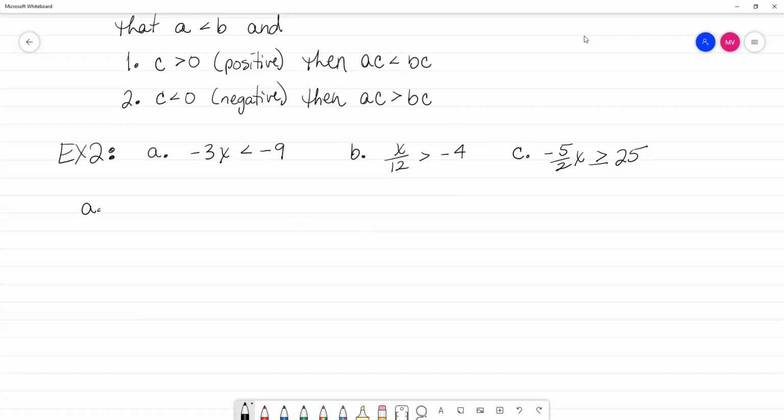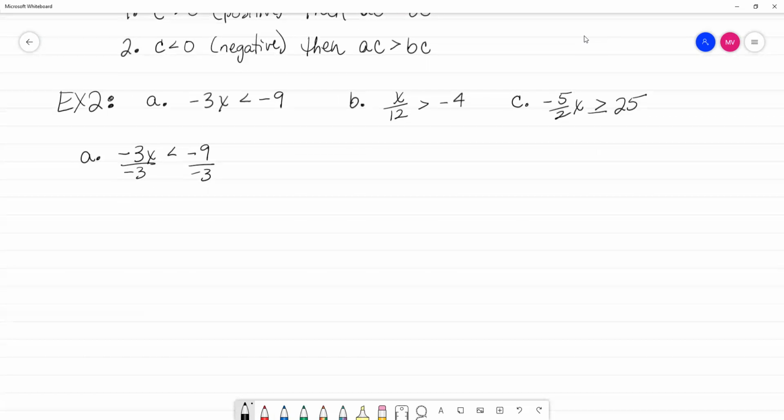All right, so let's look at example A. -3x is less than -9. All right, so what do we need to do to isolate our variable x? Right, we've got to divide by -3 to both sides. So this side becomes just x. Because it's negative, we reverse our inequality symbol. So instead of less than, it becomes greater than. And what is -9 divided by -3? Positive 3.